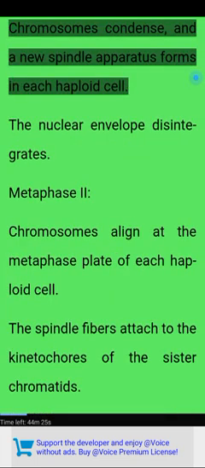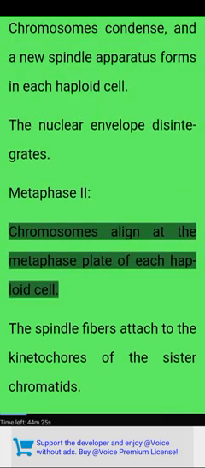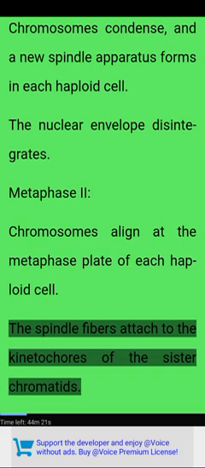Prophase II. Chromosomes condense, and a new spindle apparatus forms in each haploid cell. The nuclear envelope disintegrates. Metaphase II. Chromosomes align at the metaphase plate of each haploid cell. The spindle fibers attach to the kinetochores of the sister chromatids.